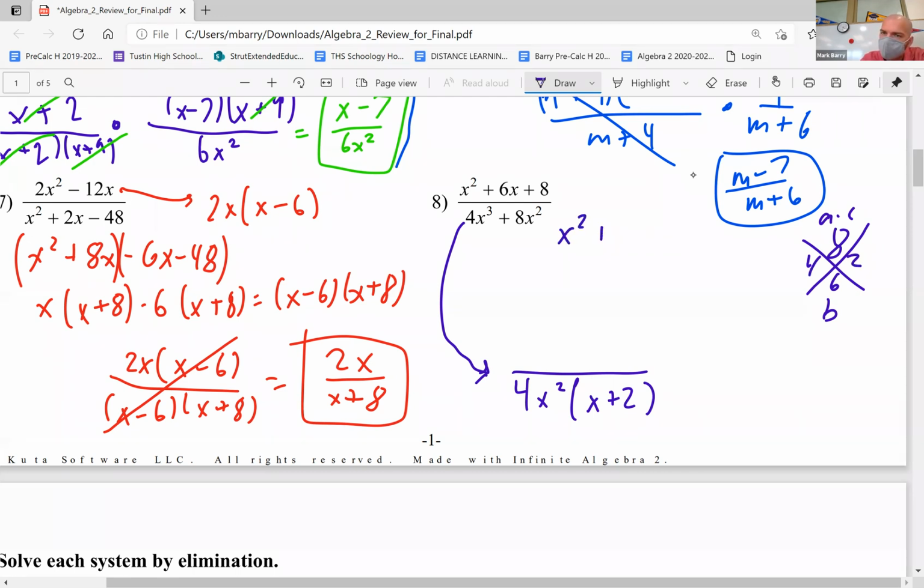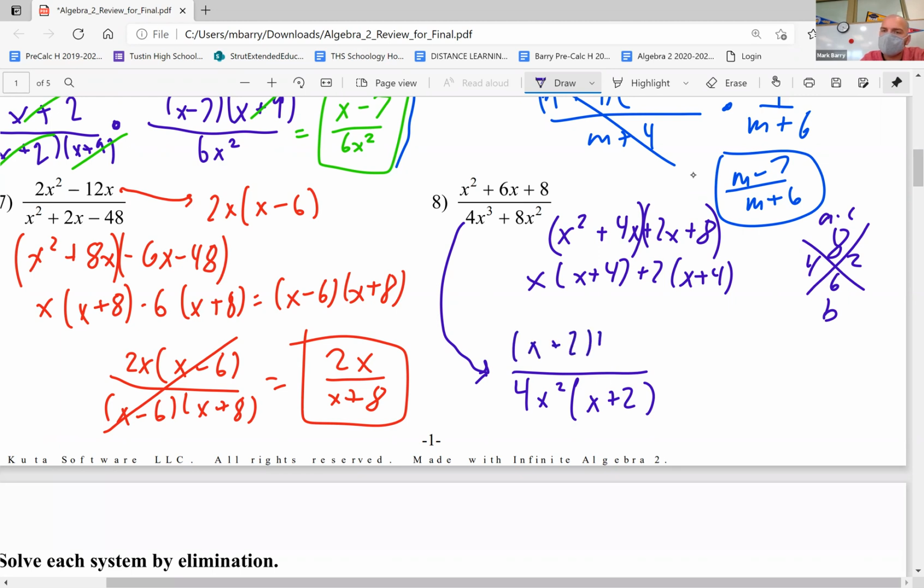So I'll rewrite that top there, x squared plus 4x plus 2x plus 8. Take out an x, leave me with x plus 4. Take out a 2, leave me with x plus 4. And so we get x plus 2 times x plus 4. Cancel out the x plus 2's, and you get x plus 4 over 4x.